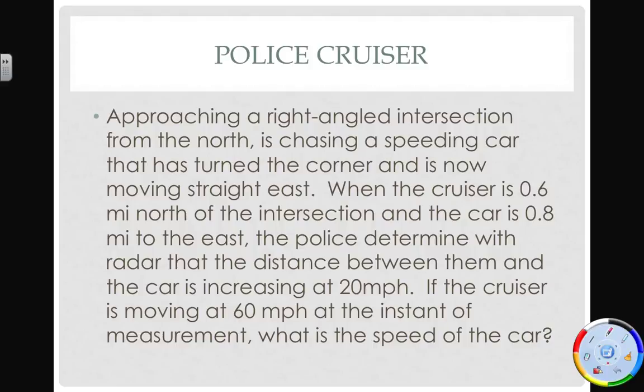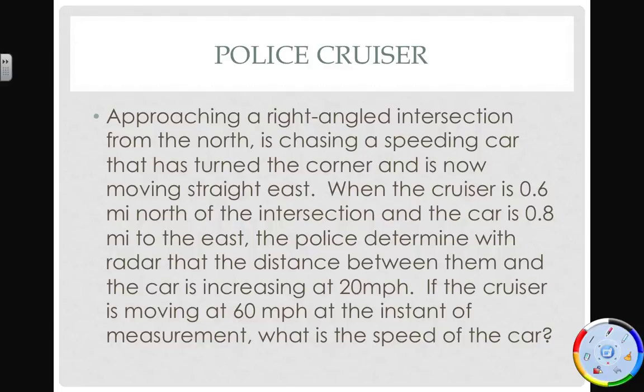All right, so the next one is a police cruiser problem. It's a lot of words, but who cares, right? You guys have to write 5-page essays every once in a while. All right, so you're approaching a right-angled intersection. That's good. We know some stuff about right triangles. You're approaching it from the north in a police cruiser, chasing a car that turns east. When the cruiser is 0.6 of a mile north of the intersection and the car is 0.8 of a mile to the east, the policeman uses his radar and finds the distance between them and the car is increasing at 20 miles per hour. If the cruiser is moving at 60 miles an hour at the instant of the measurement, what is the speed of the car?